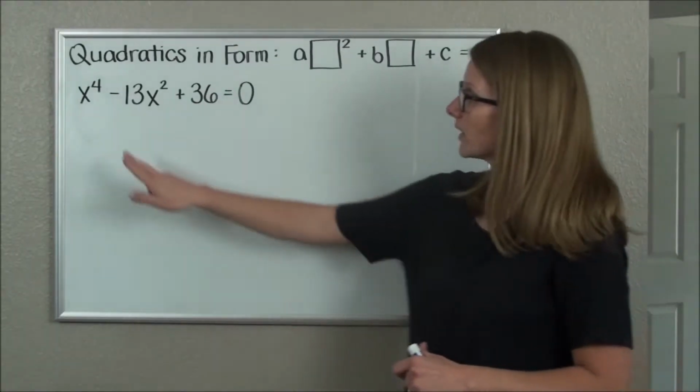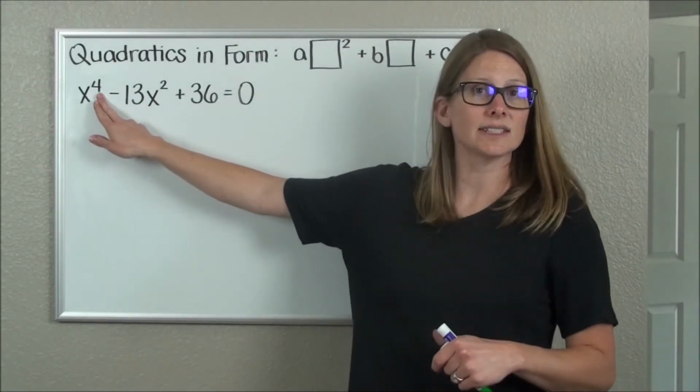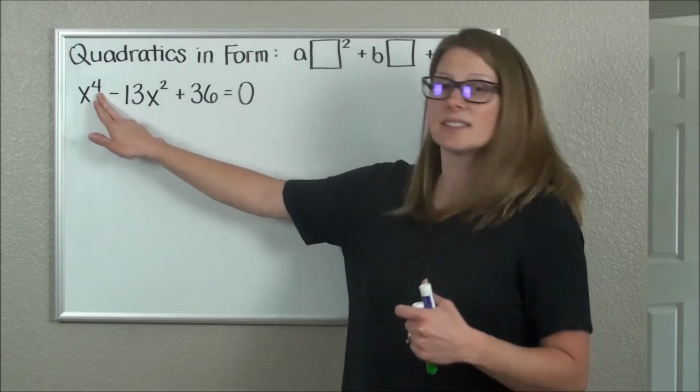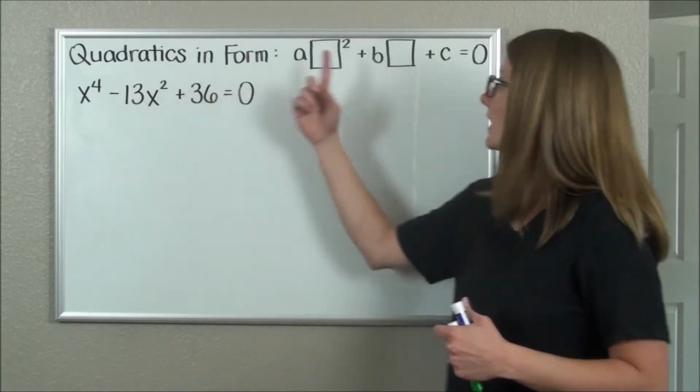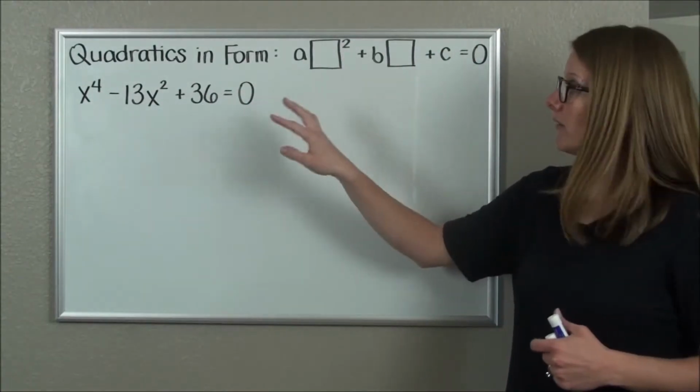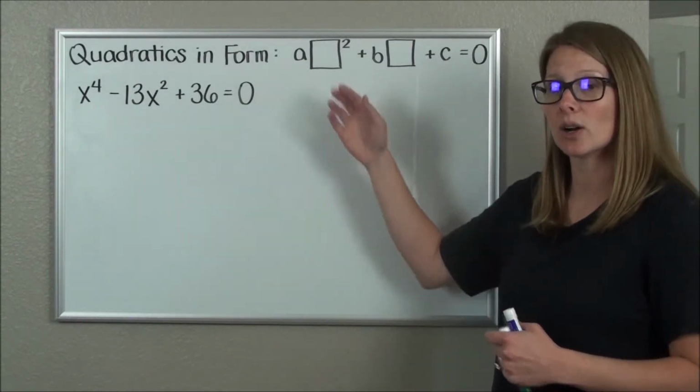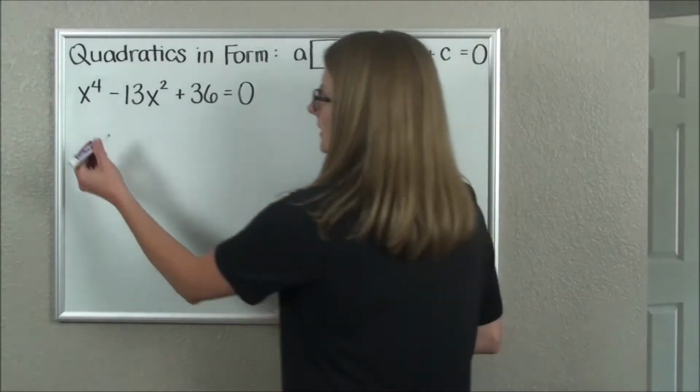Here is a quartic equation. A quartic equation has a highest exponent of 4. It is not a quadratic whose highest exponent would be 2. However, this could be written to appear quadratic in form. So let's see how we might do that.